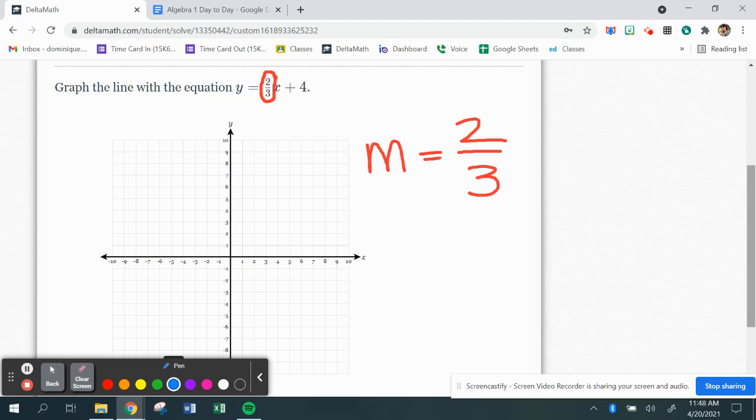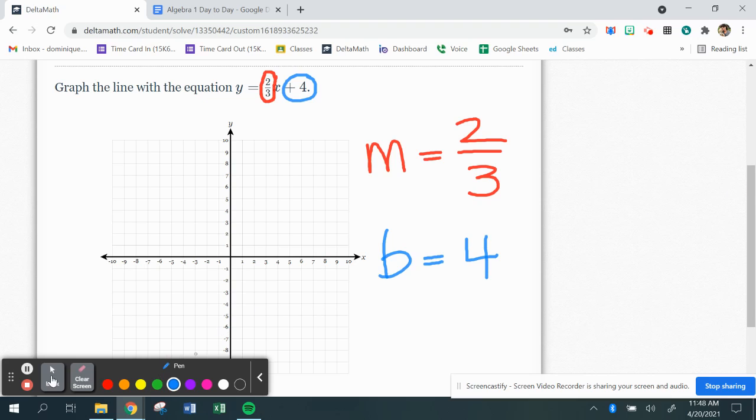And then our y-intercept is always that number added at the end, added or subtracted at the end usually, and it cannot have a variable. So this 4 doesn't have a variable, so our y-intercept is 4, positive 4. If you want to put the plus, you can. You don't really need it in this case.